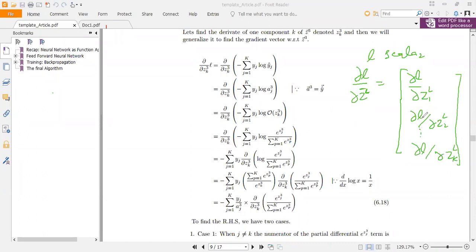So what we are going to do is we will take any of these components from this vector. So dou L by dou ZL is a vector. To find what this whole vector is equal to, we will take one component of it, find the expression for it, and then generalize it to the whole vector. That is the methodology we will follow throughout this backpropagation algorithm.